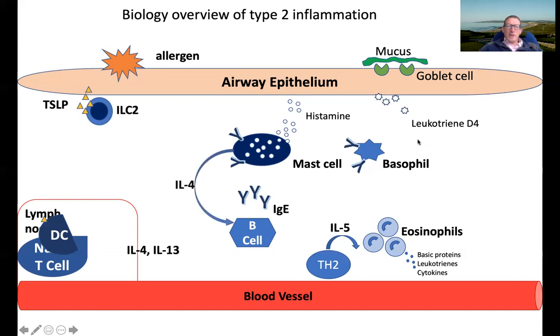So that's the basic pathway. The key cytokines you need to remember are interleukin 4, 5, and 13. And that's important because we can now block these with biologics.